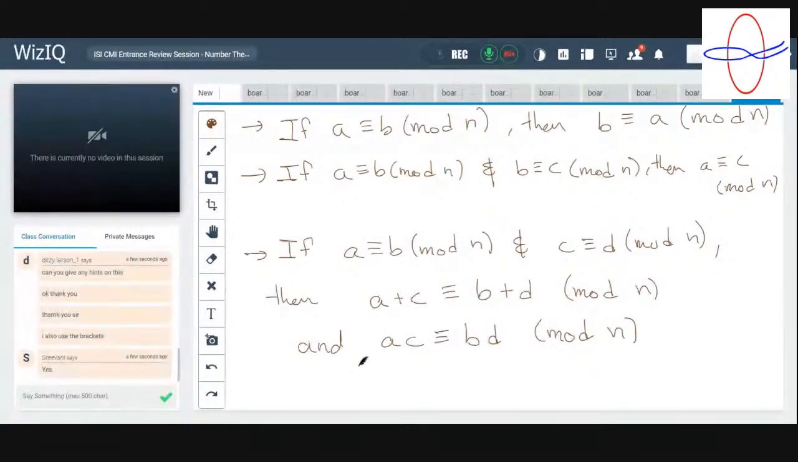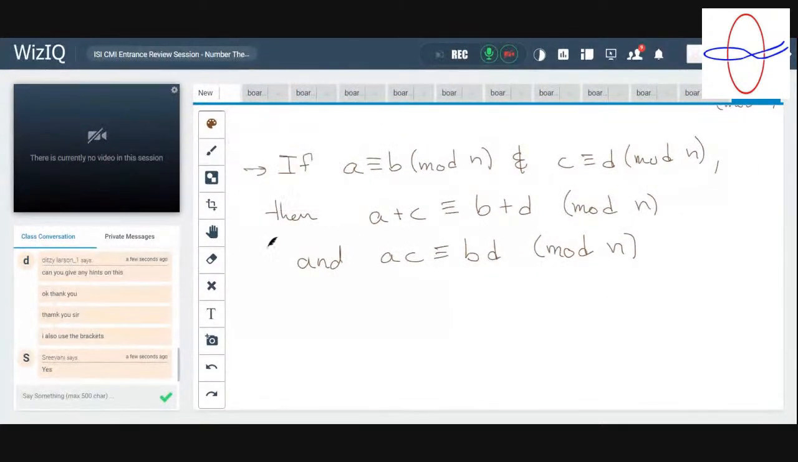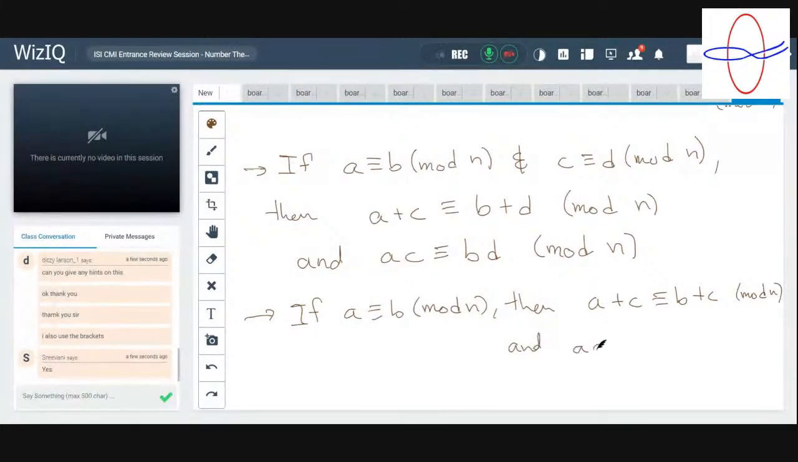Okay. Then you can add the same thing to both sides without changing the congruence. So if a is congruent to b mod n, then you can add any c to both sides, or multiply a c on both sides. Right. And you can also raise powers on both sides.